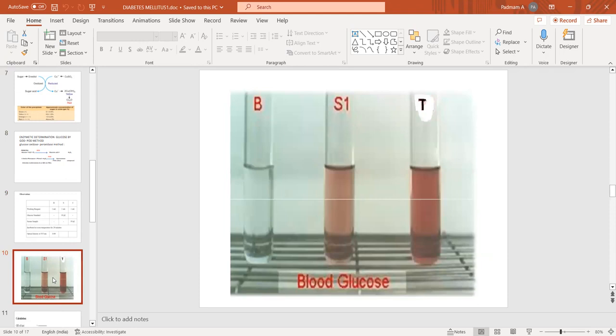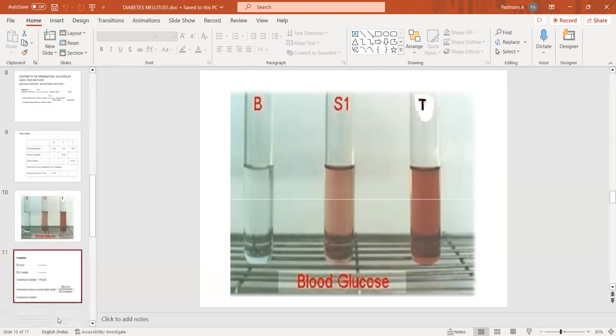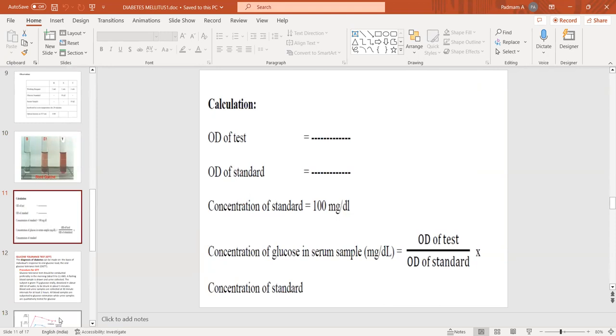That is, you take 3 test tubes. One is marked as blank, standard and test, and the reagents needed for this reaction will be added appropriately, and we can get the color. The color intensity is calculated by knowing the OD of the test, that is optical density of the test, and optical density of the standard, which is multiplied by 100 milligram per deciliter. Then we can find out the level of sugar.